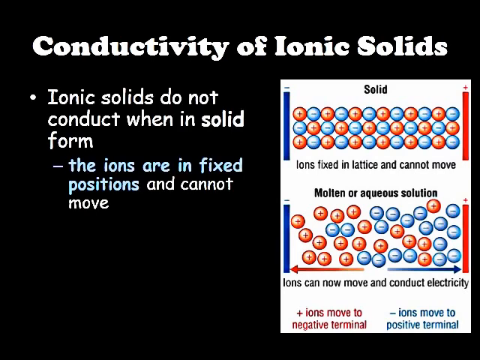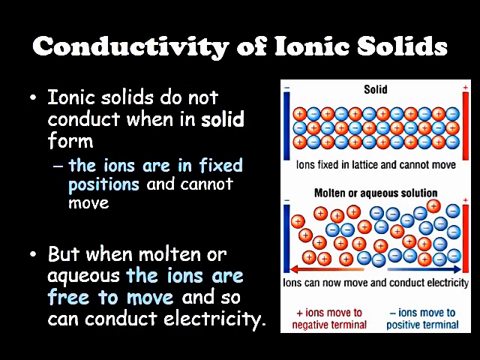In terms of conductivity, ionic solids will only conduct when they are in the molten or dissolved form. The reason why is that ionic solids do not conduct because the ions are in fixed positions, so they cannot move. In order to conduct electricity, you need to have moving ions. This is the reason why, when you melt or dissolve ionic solids, the ions are free to move, so they can now conduct electricity.